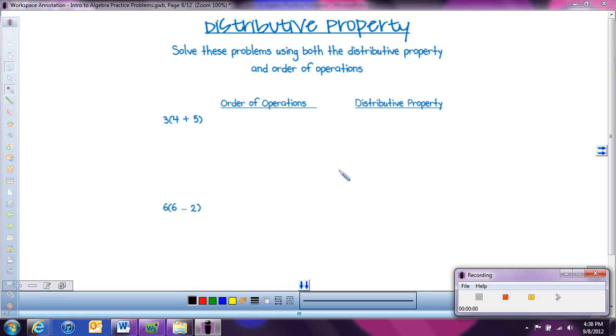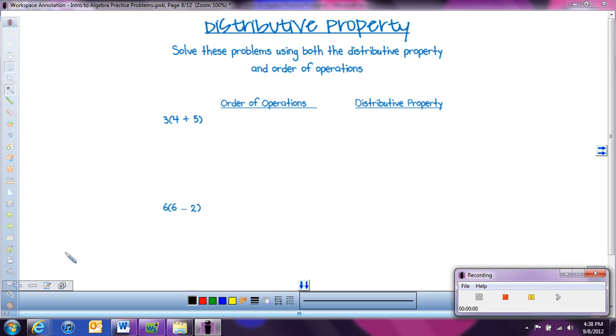The distributive property is a very important property that is used a lot in algebra. And so we're going to spend 2 lessons working on the distributive property. In this first lesson, we're going to compare it with order of operations and notice how when we solve a problem using order of operations, we'll get the same answer as when we use the distributive property. And that just kind of proves that the distributive property works.